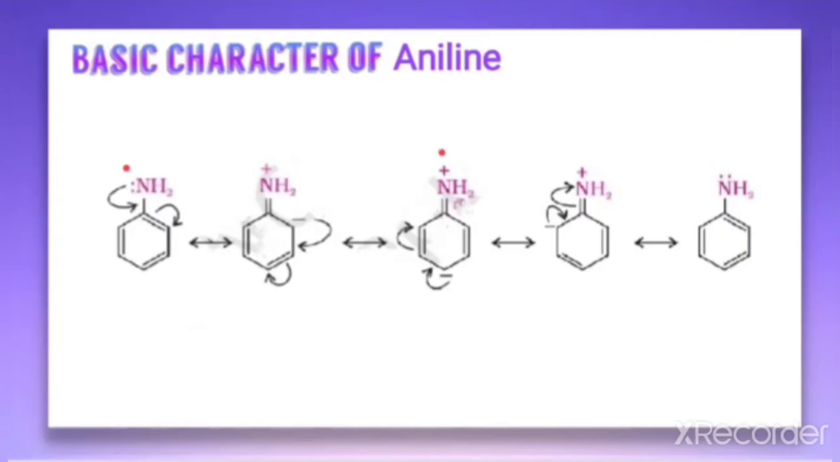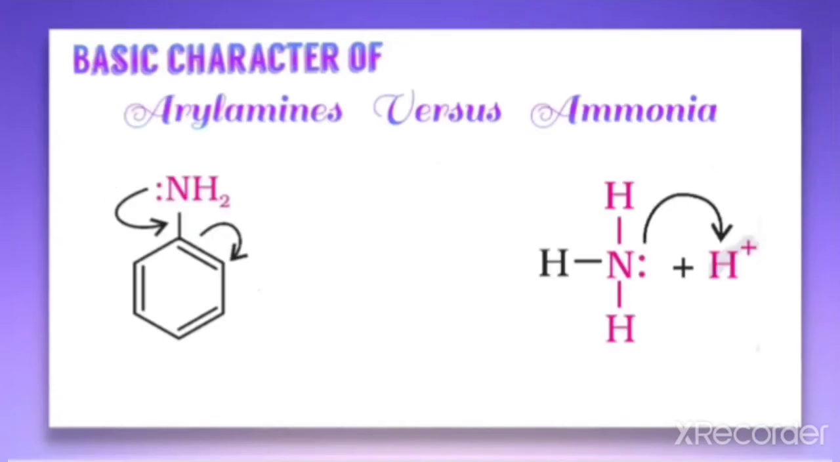Because of this, now the positive charge is on the nitrogen. So because of the resonance, the lone pair with the nitrogen is not available for donation, because there is no lone pair with the nitrogen because of the resonance. Therefore the electrons cannot be available for donation. So because of this reason, when we compare the basic character of aniline with ammonia, we can say that ammonia is more basic than aniline.